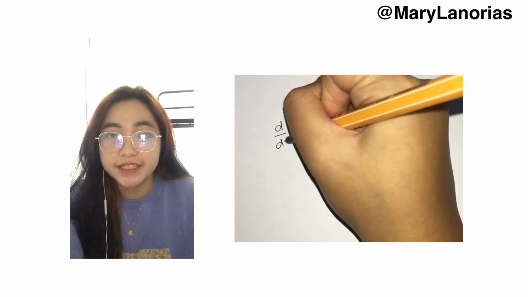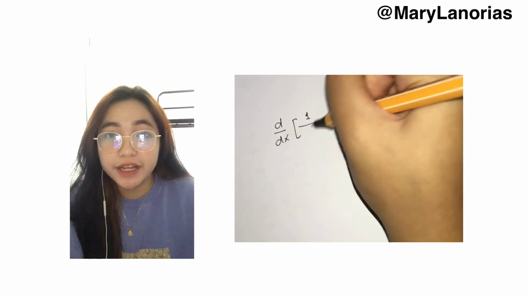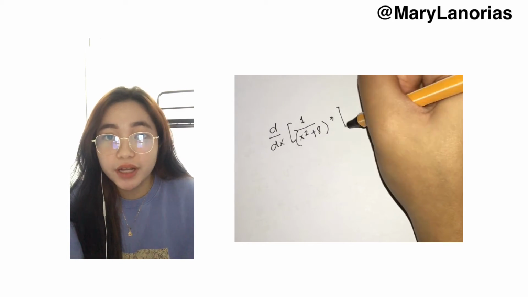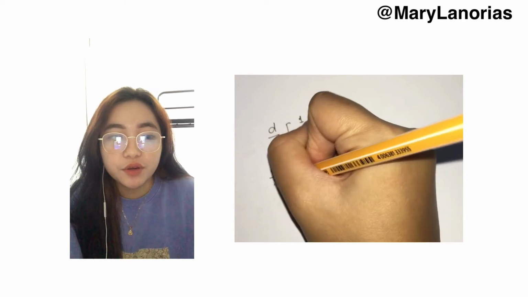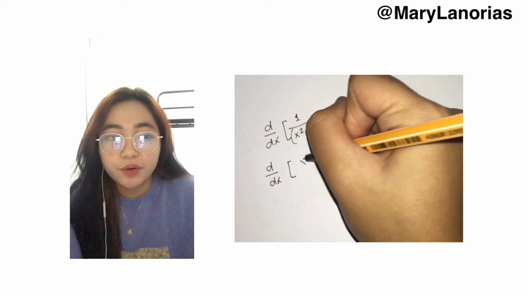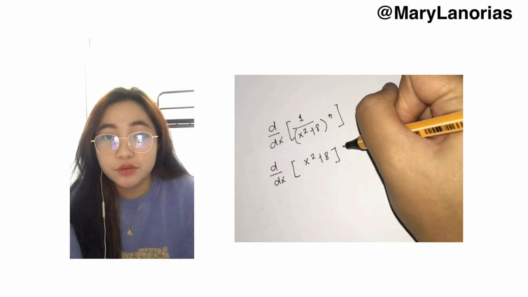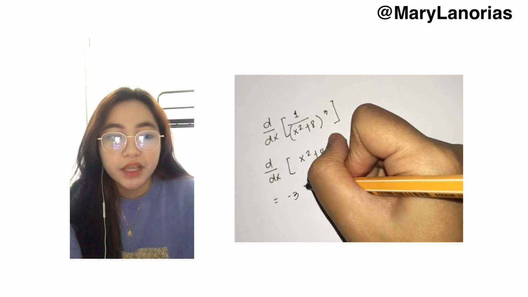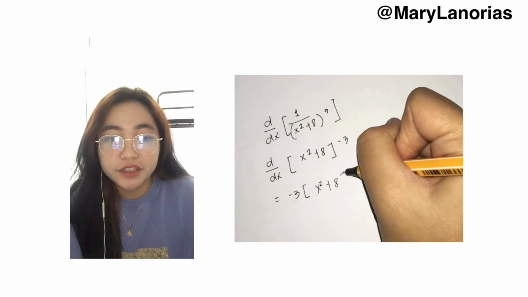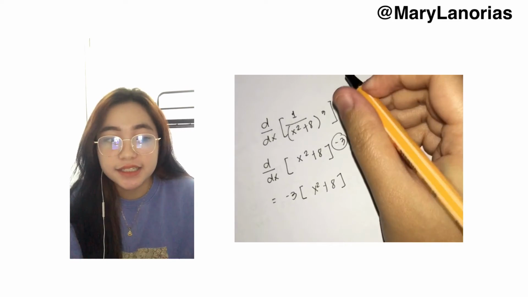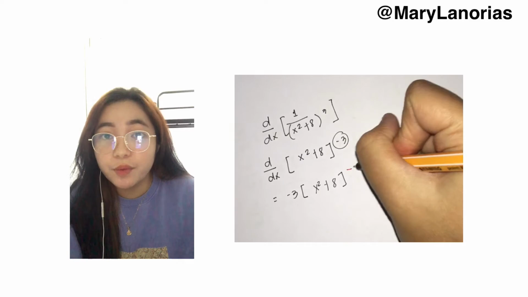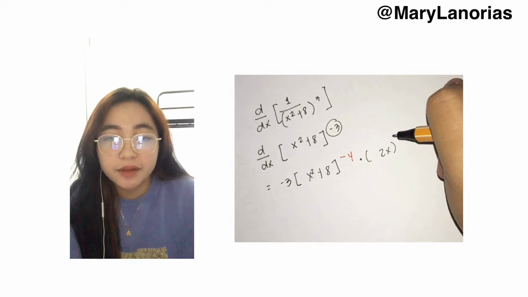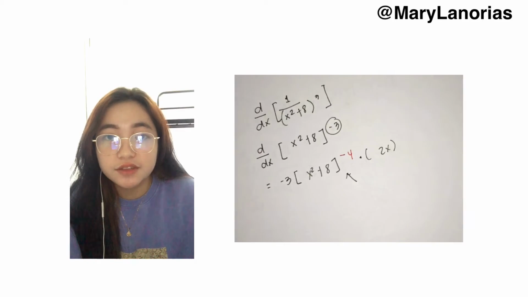So here, we have an example. Find the derivative of 1 divided by x squared plus 8 raised to the third power. So the first thing we're going to do, we're going to rewrite the whole expression. So let's bring the variables to the top. So mahimut na siyang x squared plus 8 raised to negative 3. And now we can use the chain rule combined with the power rule. So let's move negative 3 to the front and we keep the inside function as it is. And let's subtract 1 from the exponent, so that equals negative 4. So let's multiply by the derivative of the inside function, which is 2x.